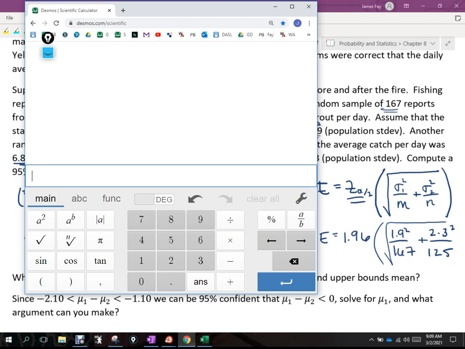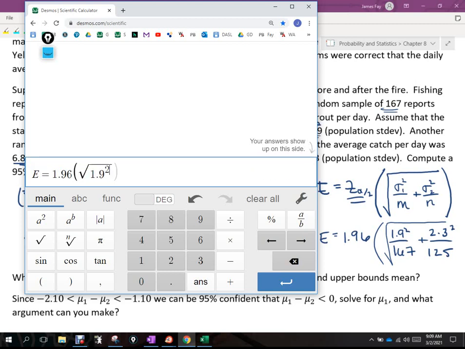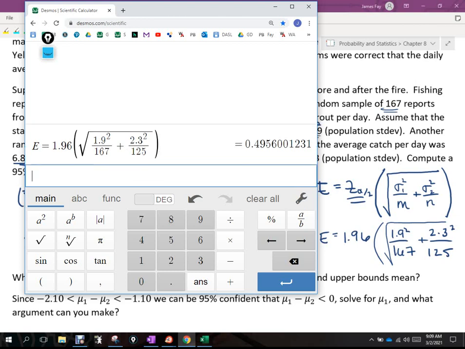I'm going to say E is equal to 1.96 times the square root of 1.9 squared over 167 plus then 2.3 squared divided by 125. Here's my margin of error.